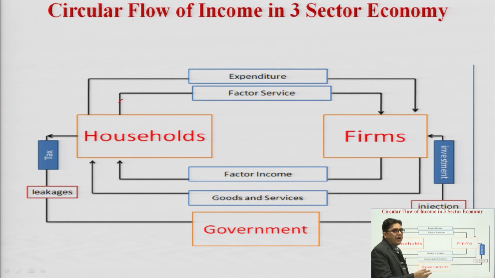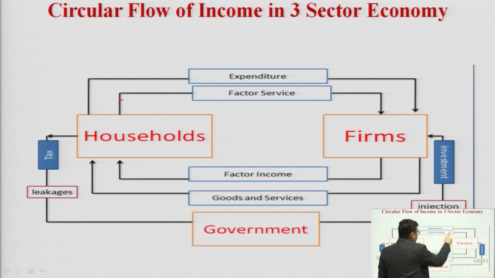At some point they are called factor payments, because for land we give rent, for the laborer it is wages, for capital it is interest, and for entrepreneurship it is profit. So all these are factors. It keeps moving like that: factor services go from individuals to firms, and various payments in the form of wages, salary, rent and interest go from firms to households.